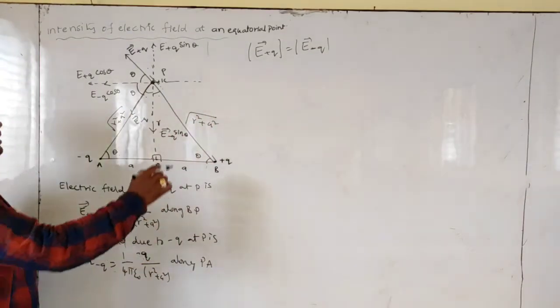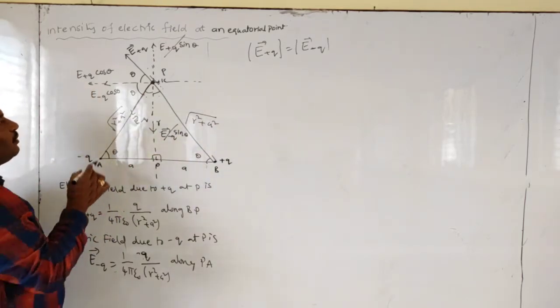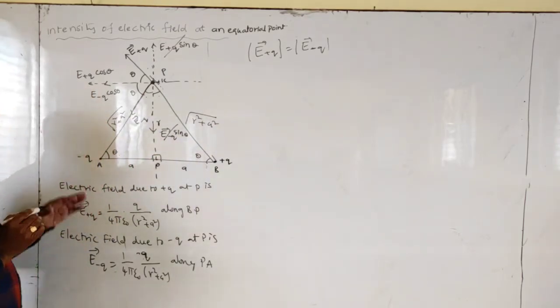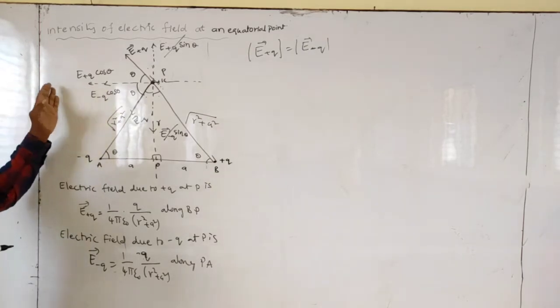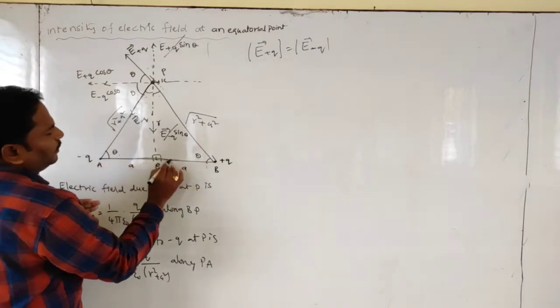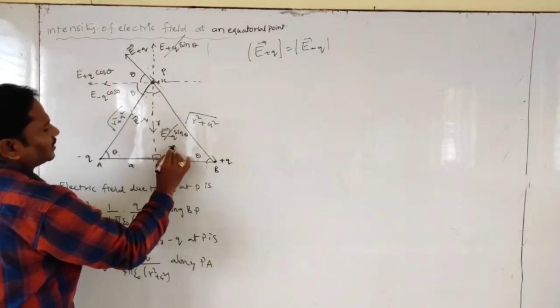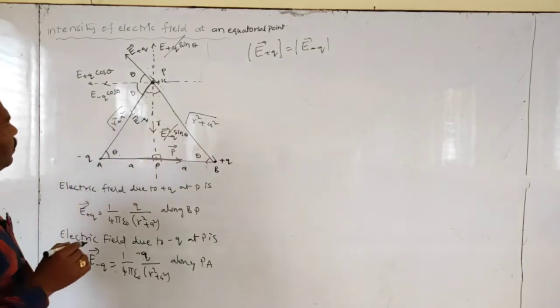So then what happened? This component becomes cancelled. Now what is the resultant electric field? Only it is at what direction? So it is opposite to the dipole moment. Generally the dipole moment is in this direction, but the field is opposite to the dipole moment.